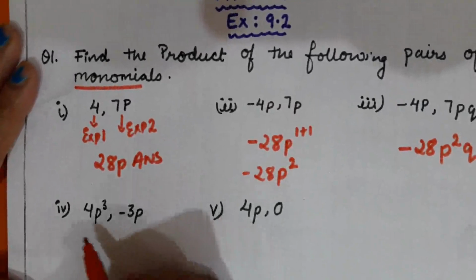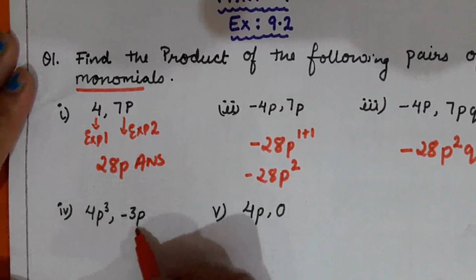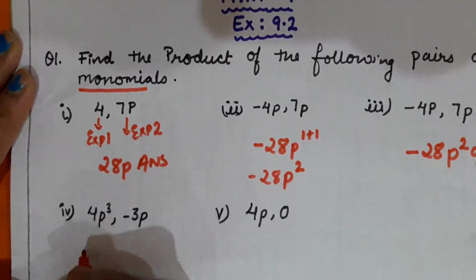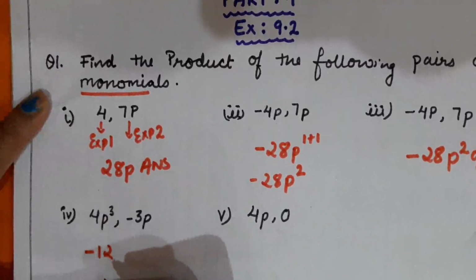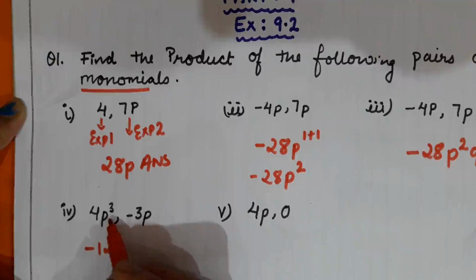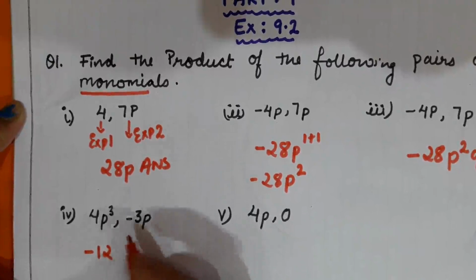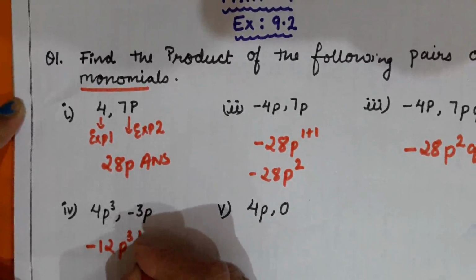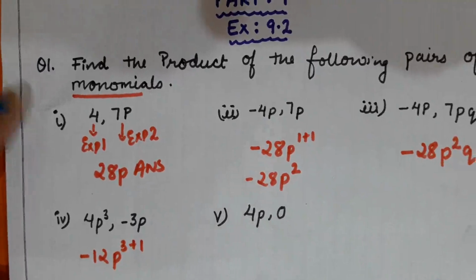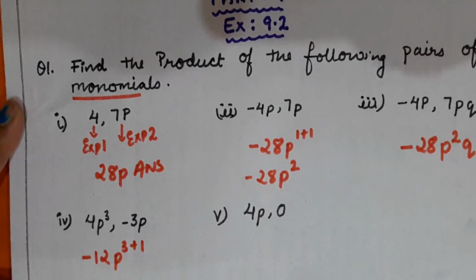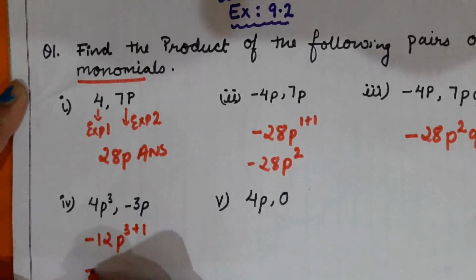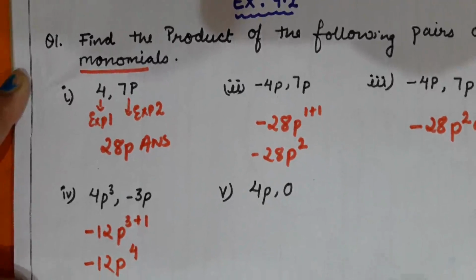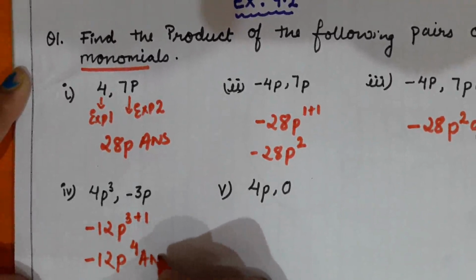See, again 4p cube, comma, minus 3p. So this 4 is going to multiply by 3. It gives you minus 12, and p cube multiplied by p. Here p has power 3 and here p has power 1. In multiplication, variables that have powers add them with each other. So you will get minus 12 p to the power 4. So this will be your answer.